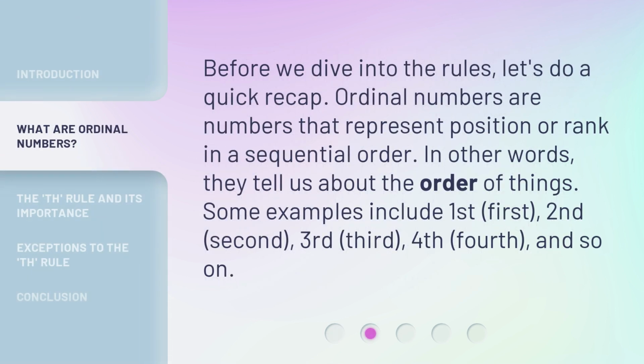Before we dive into the rules, let's do a quick recap. Ordinal numbers are numbers that represent position or rank in a sequential order. In other words, they tell us about the order of things. Some examples include first, second, third, fourth, and so on.